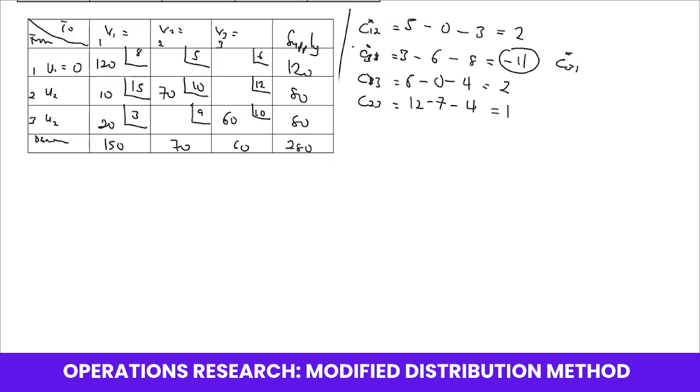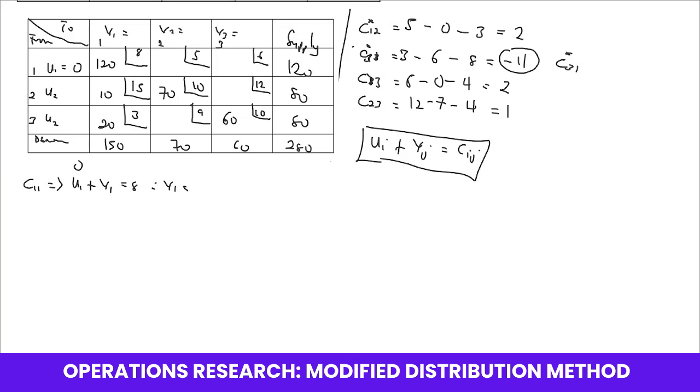So let's look at the allocated cells. That's what we are going to use to calculate the u and v values. So from cell 1, we are going to have u1 plus v1 equal to 8. Normally, this is the expression ui plus vj is equal to cij. So this 8, but we know that our u1 value is always 0. So therefore, v1 is equal to 8.